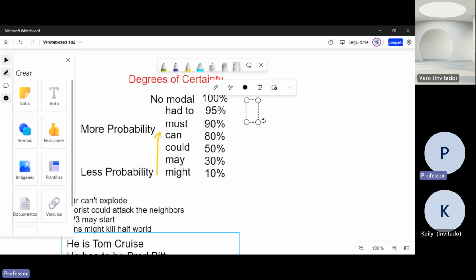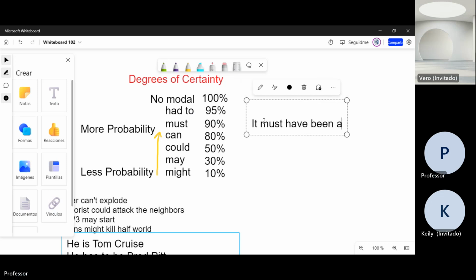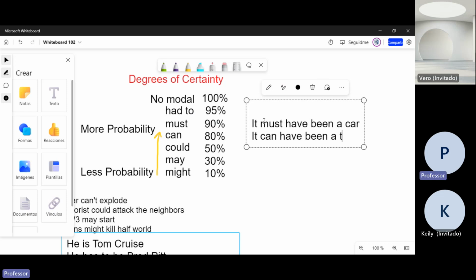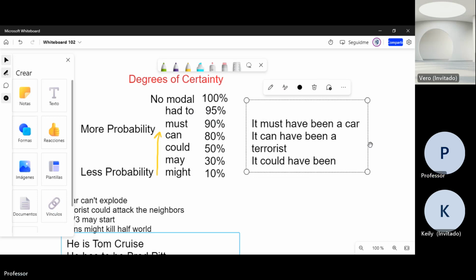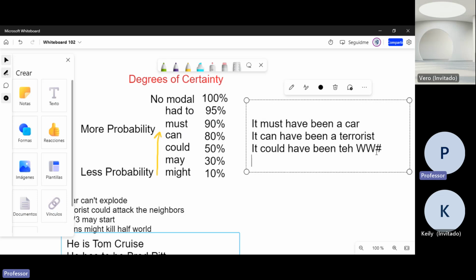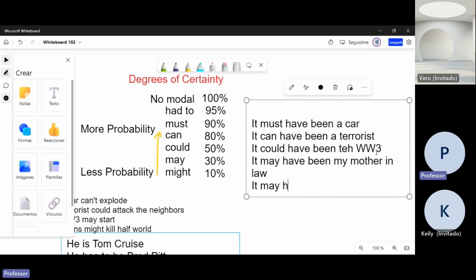let's go back to the explosion that you listened. Okay, for example, I said, it must have been, or it can have, sorry, been a terrorist. It could have been World War III. It might have been my mother-in-law. And it might have been the aliens.